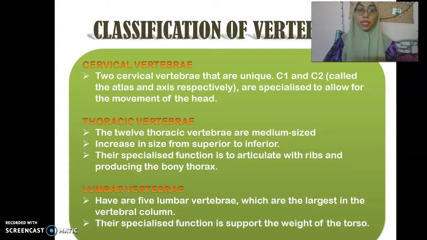The third is the lumbar vertebra. The lumbar vertebra has 5 spinal segments, L1 until L5, and it is the largest in the vertebral column. Their specialized function is to support the weight of the torso.